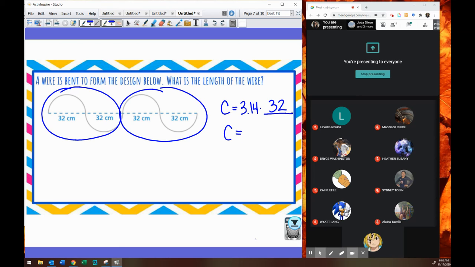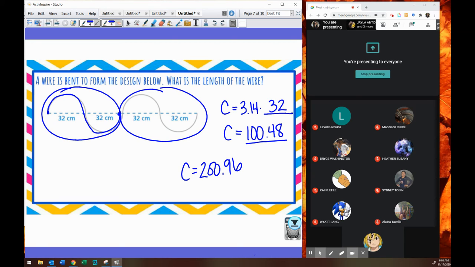100.48. So that's the length around one circle. So again, if I take my 2 half circles and put them together, it's 100.48. How many circles do we have? 2. So then how do I finish it? Multiply it by 2, and what do you get? 200.96.